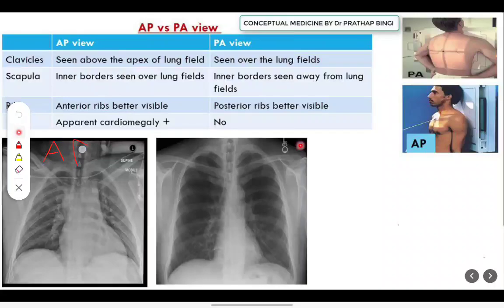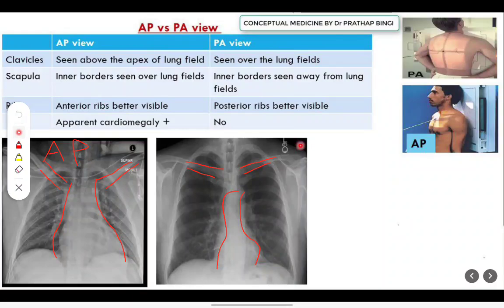In the anteroposterior radiograph, we can see that the heart is bigger than in the posterior anterior radiograph, the first thing. Then the clavicles, these are the clavicles on either side, seen above the apex of the lung field in the anteroposterior view, but in the posterior anterior they are seen over the lung field. This is the next difference.